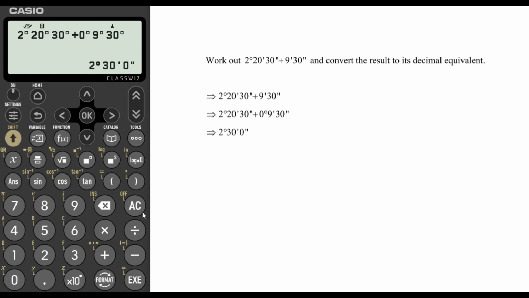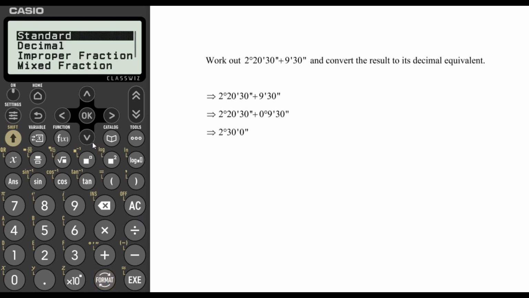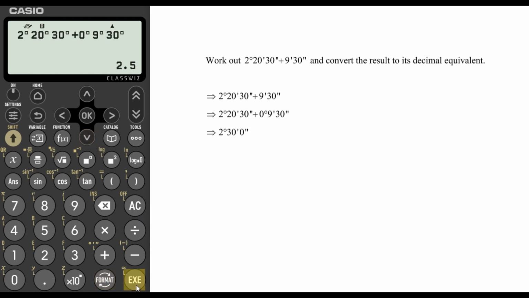And to convert this to its decimal equivalent, press format, go to decimal, press execute. The decimal equivalent is 2.5.